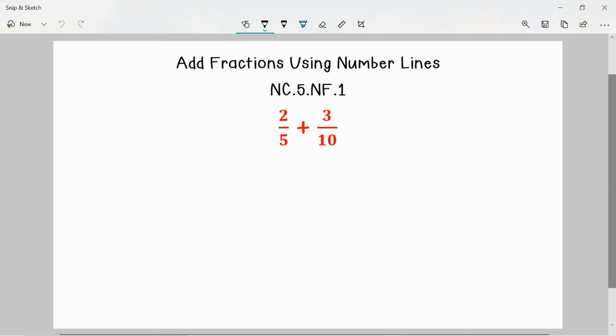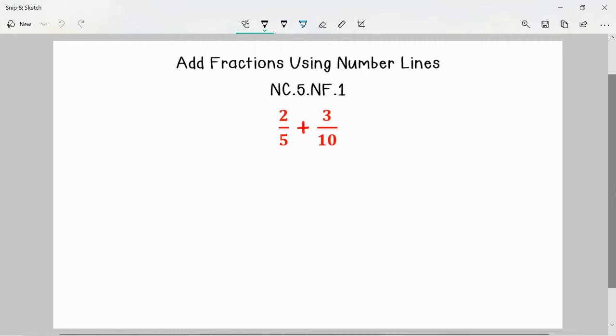In this video, we will look at adding fractions using number lines. This standard builds on the work students did in 4th grade, where they added fractions with like denominators. It also requires students to apply what they learned about finding equivalent fractions, since their work in 5th grade involves fractions with like denominators using related fractions.